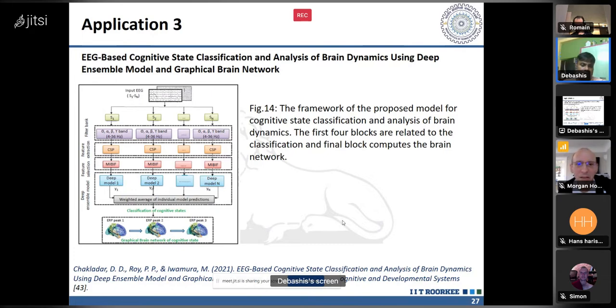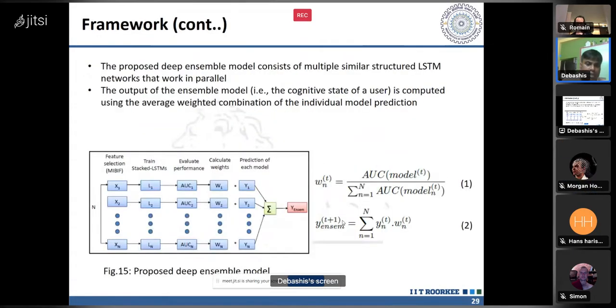After classification by the deep ensemble model, for each and every cognitive state we perform the brain connectivity network analysis. This is the illustrative model of the ensemble model. The MIBIF features are passed to the stacked LSTMs, L1, L2, up to LN. Then the performance measure of each LSTM, the AUC score, which is a performance measure of machine learning classifiers, is evaluated, and the weight is based upon it.